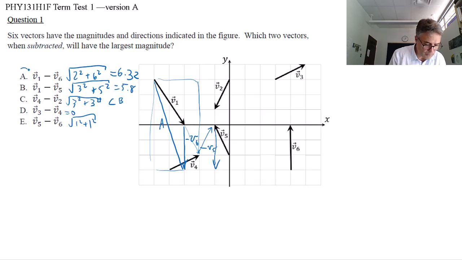Okay. So A is the largest. Now that kind of makes sense to me. I think it looks a little bit longer.